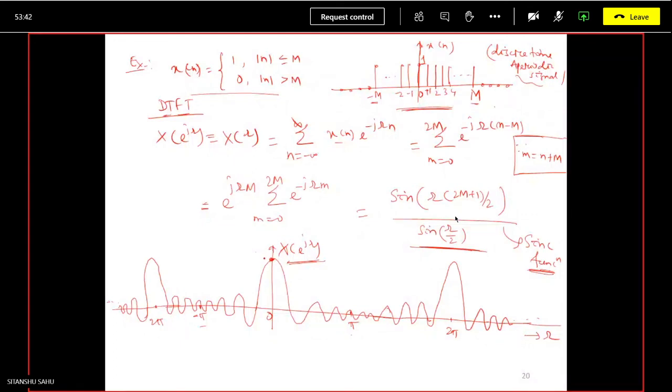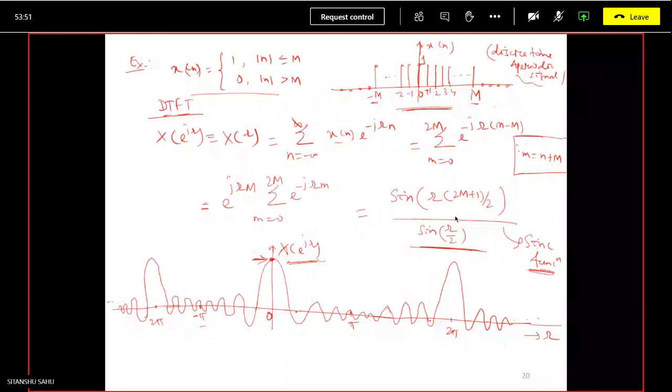This one is very important: what is the value at the zeroth point, and what is the first zero crossing? The nature would be like this, a decreasing function, and then after pi it starts repeating again. What is the value from minus pi to pi? The same thing goes on repeating onwards.